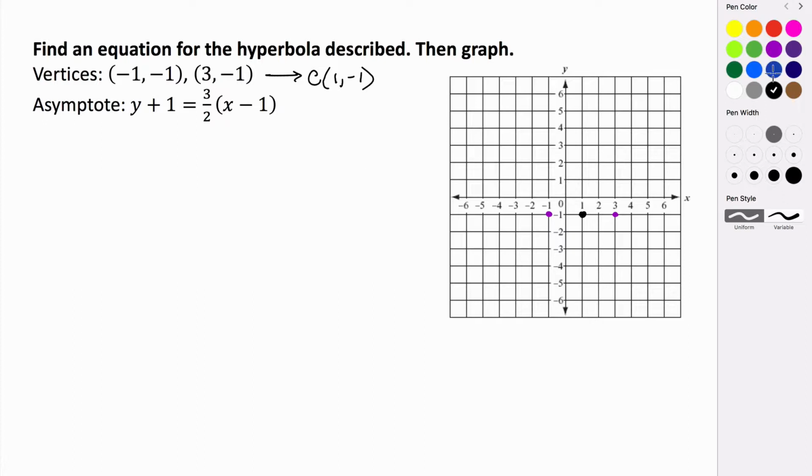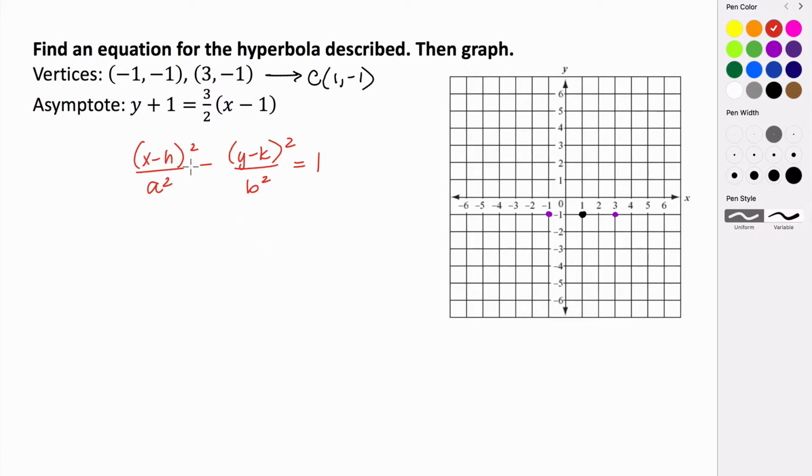So we know that our equation is going to look like this. So it's a horizontal hyperbola. So it's going to be (x minus h) quantity squared divided by a squared minus (y minus k) quantity squared divided by b squared equals 1. All right. So now, what are the values of a and b?